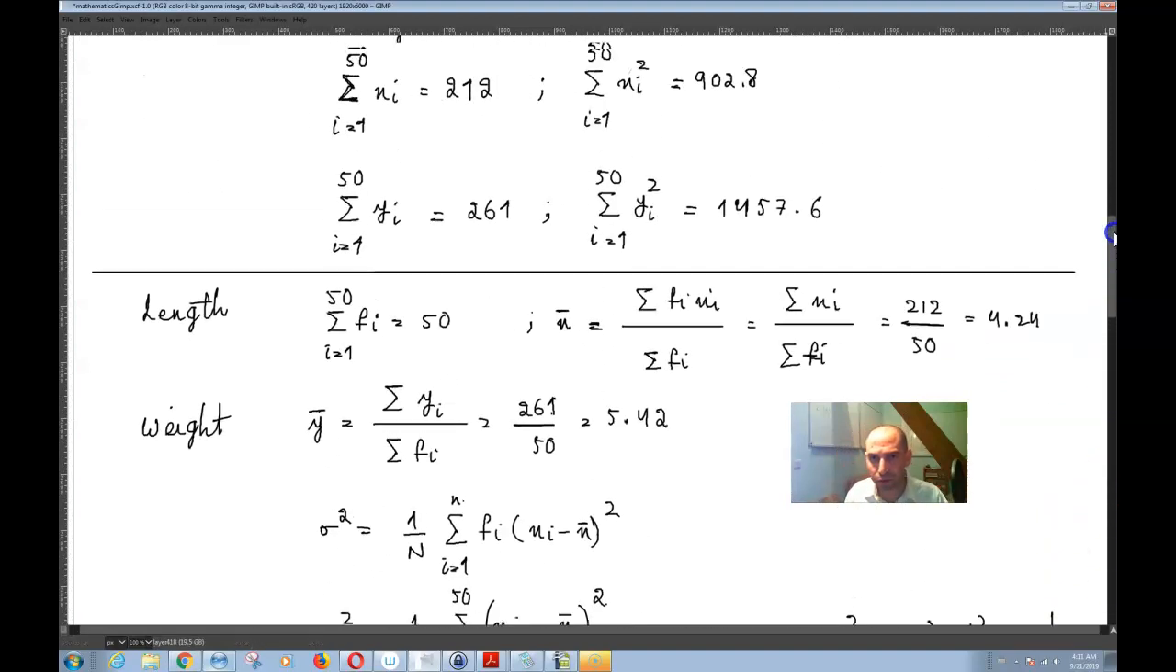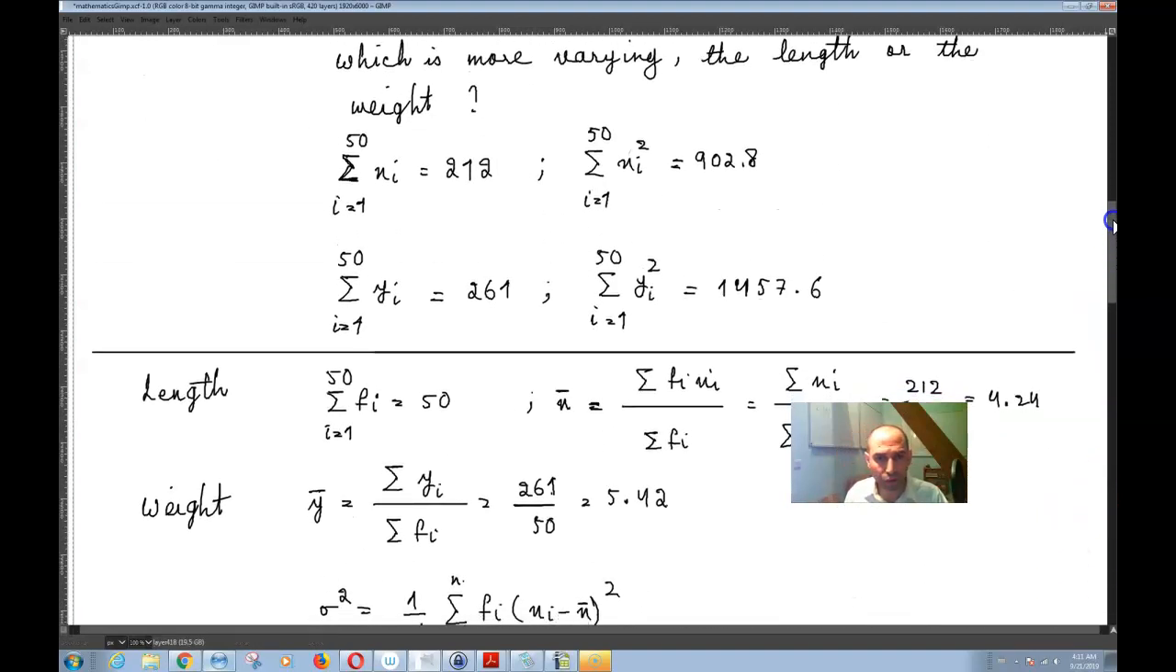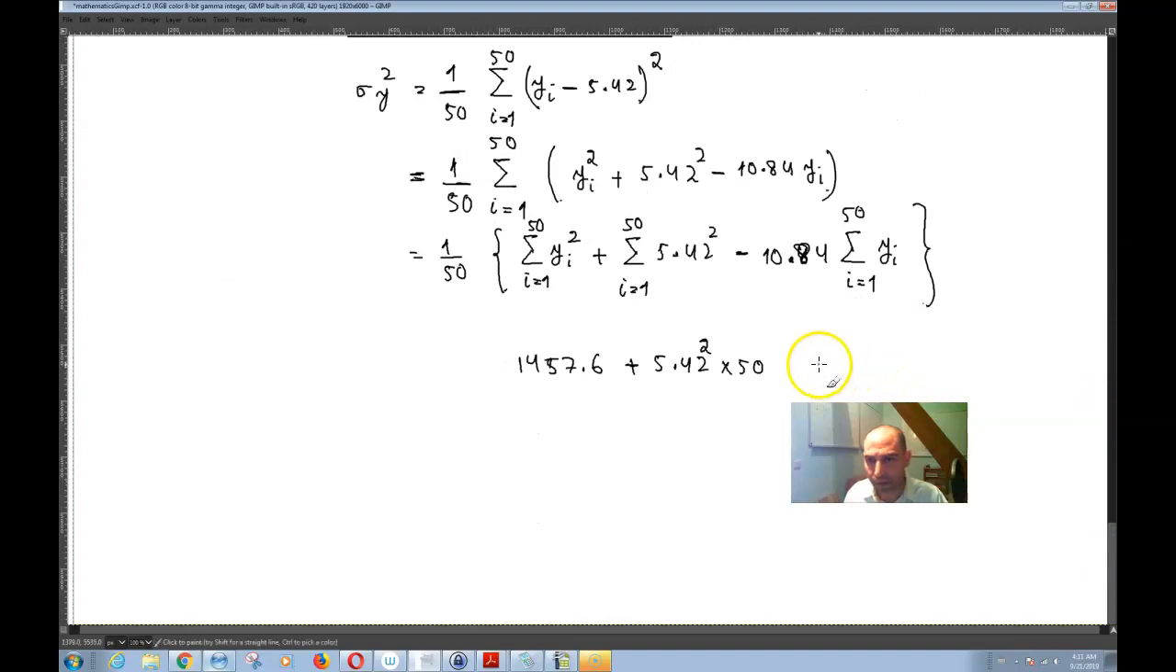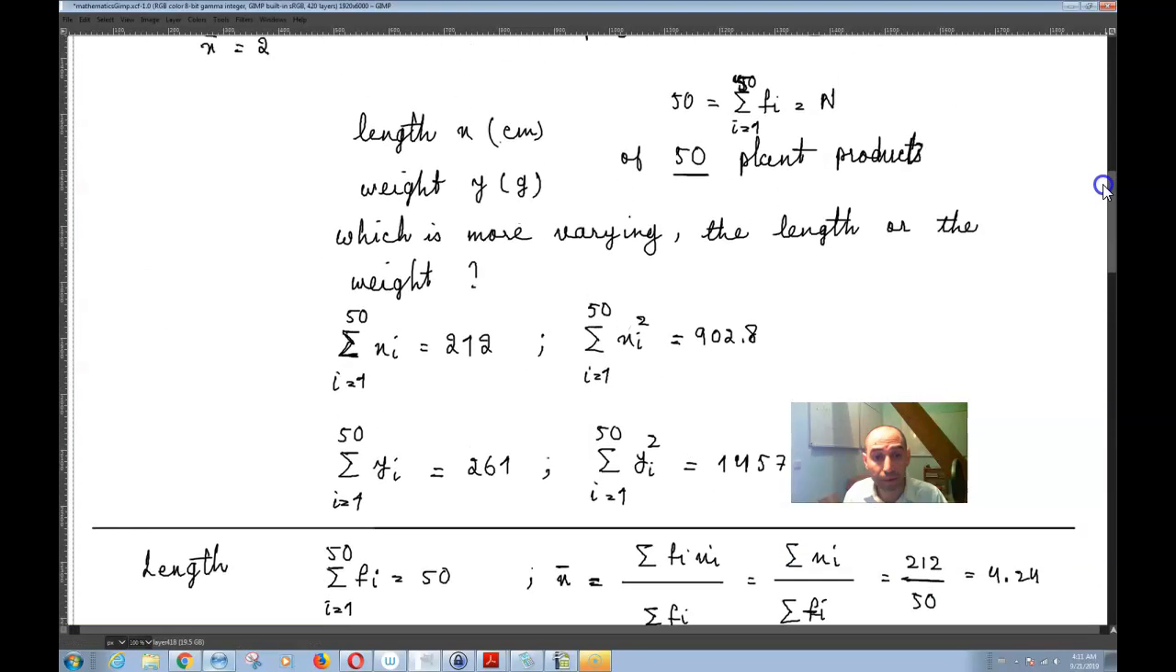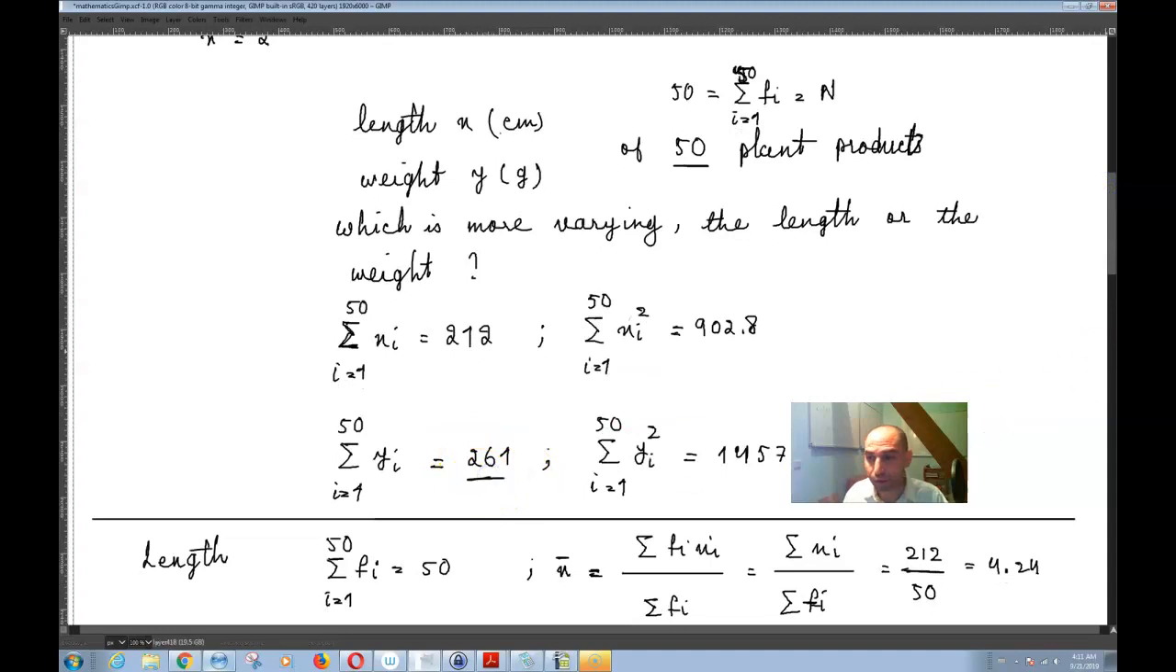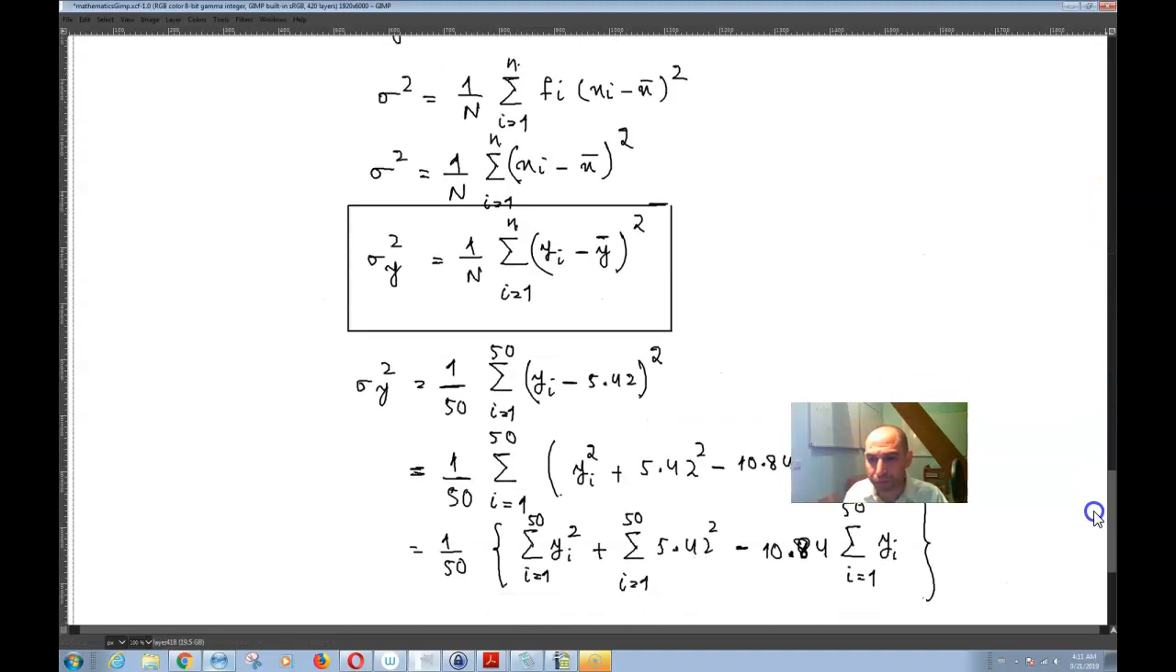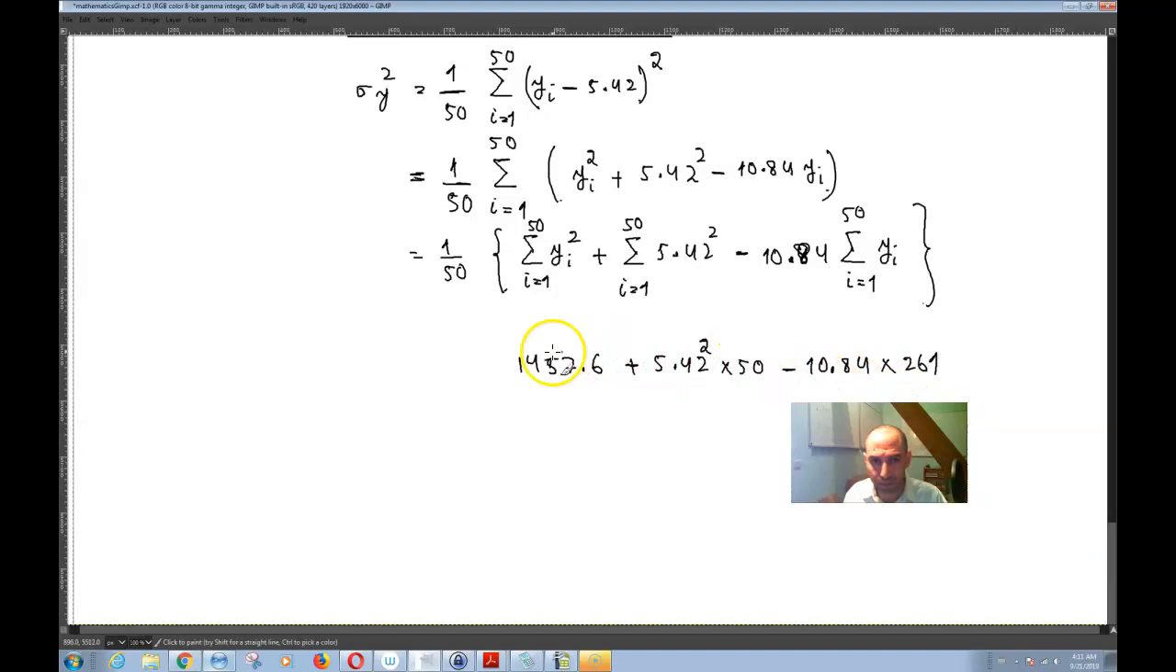Sigma y of i was equal to 261 times 10.84, if I'm not mistaken. Over here 261. And then you need to divide this whole thing by 50 or multiply it by 1 over 50.